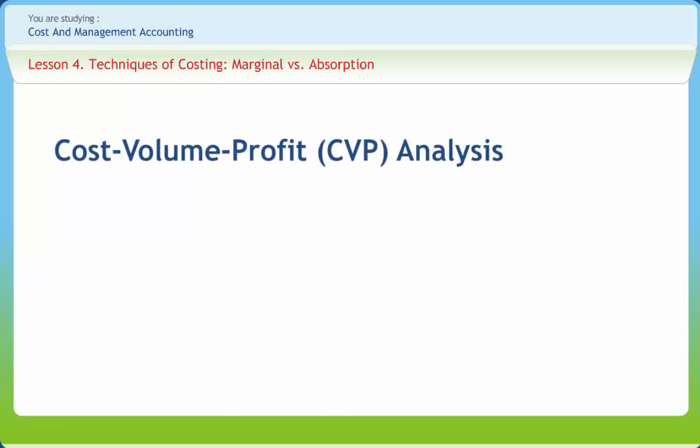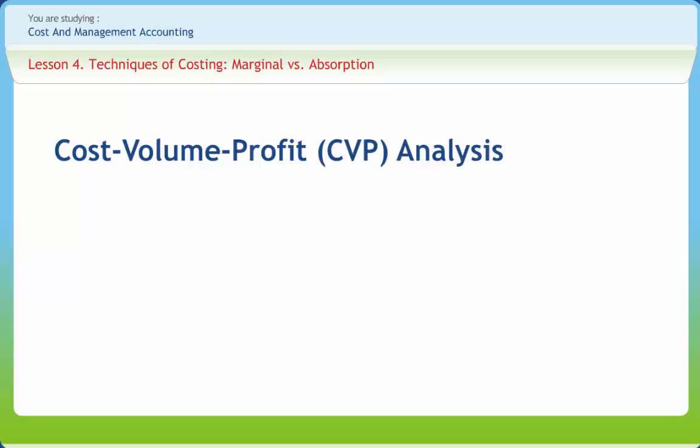The cost volume profit (CVP) analysis helps management in finding out the relationship of costs and revenues to profit. The aim of an undertaking is to earn profit. Profit depends upon a large number of factors, the most important of which are the costs of the manufacturer and the volume of sales affected.